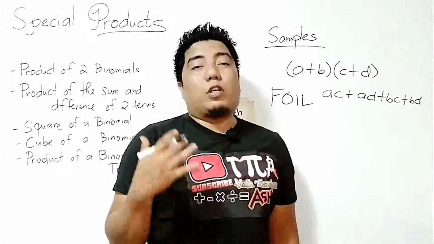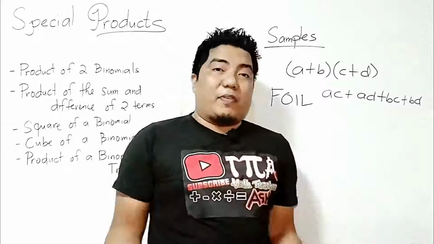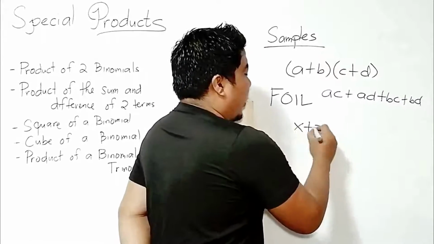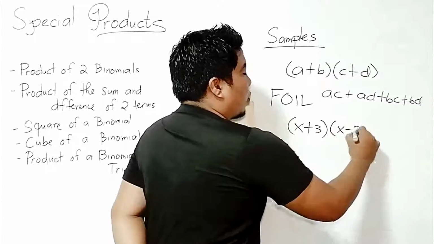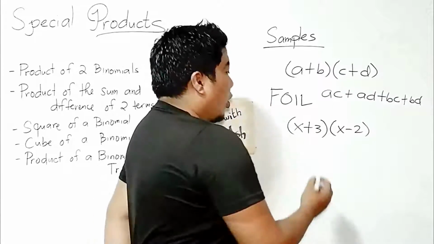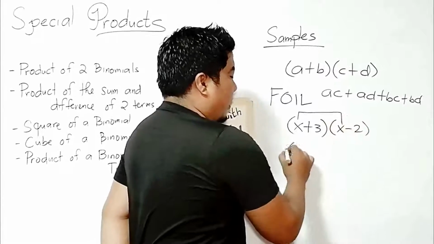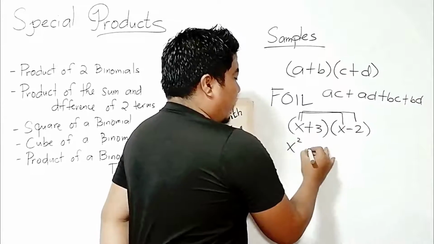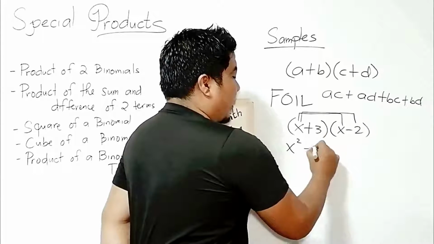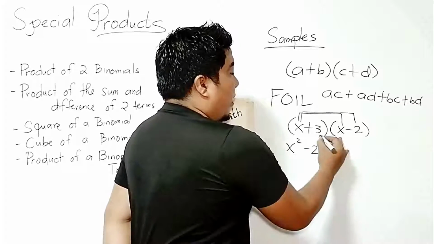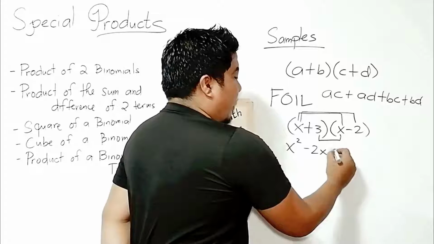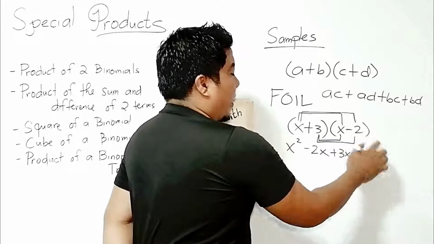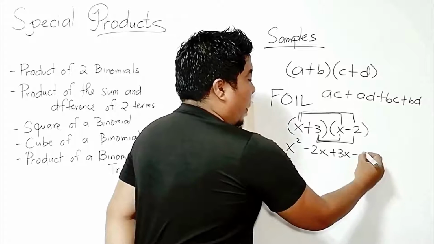Now, if you encounter common terms, you need to simplify it. Now, let us consider an example. Let's say you have x plus 3 times x minus 2. The first terms will become x squared. The outer terms, x and negative 2, so negative 2 times x, that is negative 2x. The inner terms, 3 times x, that is positive 3x. And the last terms, positive 3 and negative 2, will be negative 6.